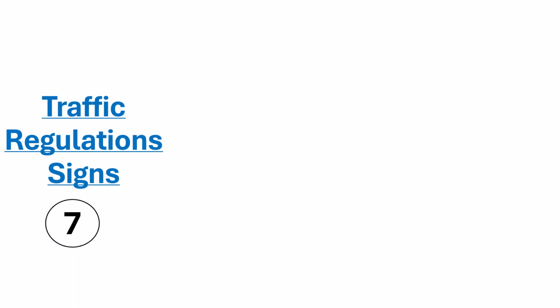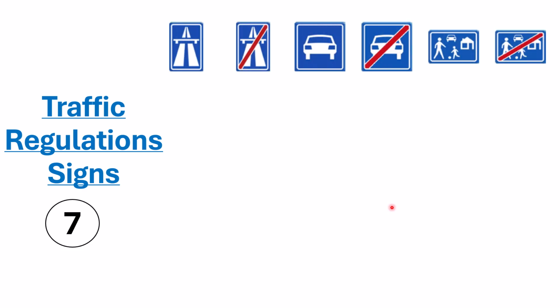Now the traffic regulation signs, the seventh category. This signboard is referring to motorway or highway. This signboard means the end of motorway. This signboard means the autoweg, the start of autoweg. This signboard means the end of autoweg.